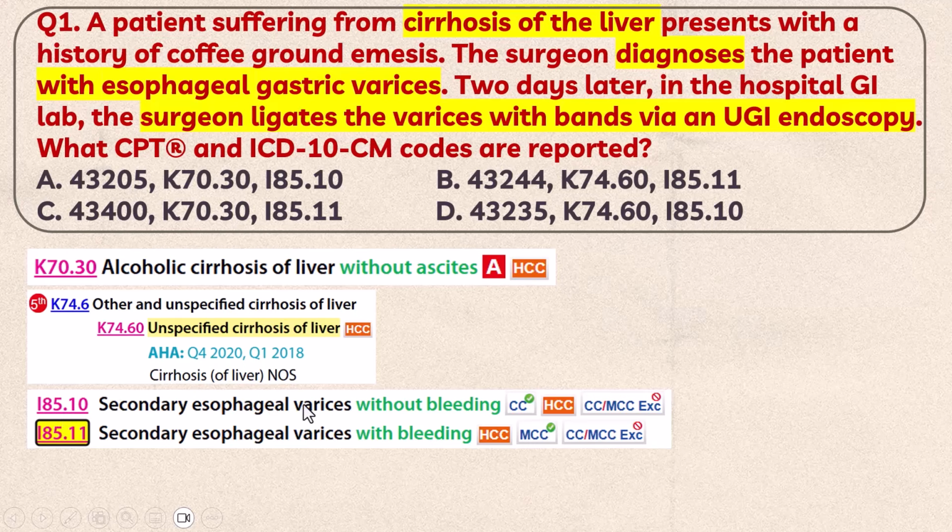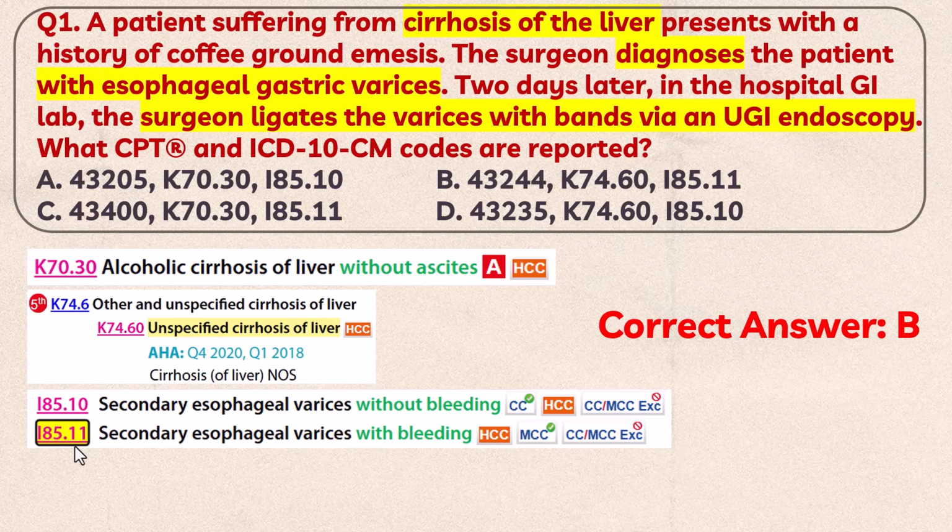And also for the varices, you can see I85.10 is secondary esophageal varices without bleeding. I85.11 is secondary esophageal varices with bleeding. So in this case, the patient presents with coffee ground emesis. Coffee ground emesis means bleeding. So the other code will be I85.11. So the correct answer will be answer B.